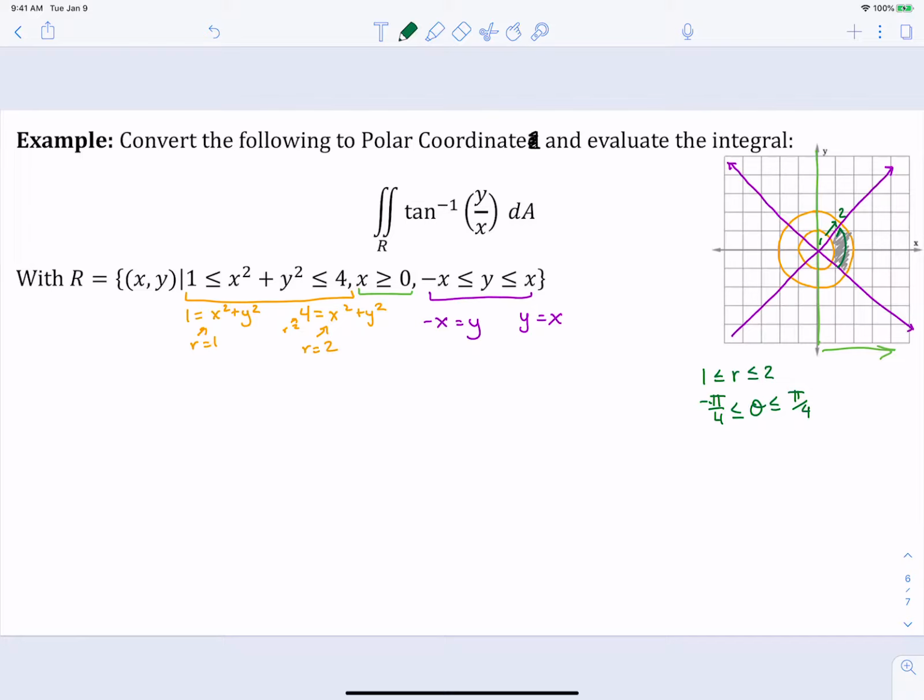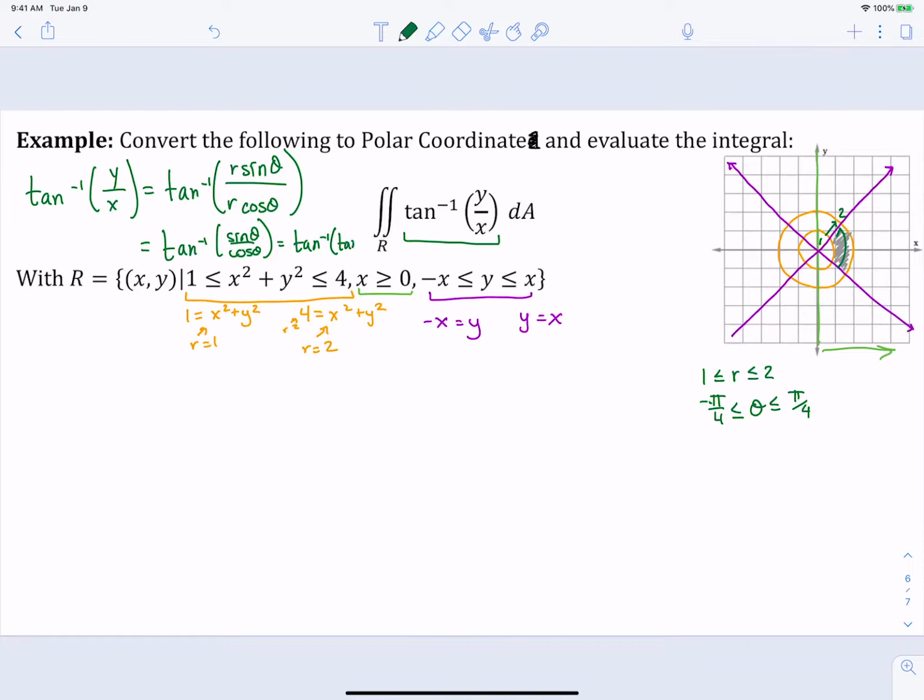Okay, so we've got slightly different limits of integration this time. Now we do also need to take this inverse tangent of y over x and convert that into polar coordinates. So remember, y is equal to r sine of theta, x is equal to r cosine of theta. The r's cancel, we get inverse tangent of sine of theta over cosine of theta. Well, sine over cosine, that's tangent. So we get the inverse tangent of tangent. So that's just theta.